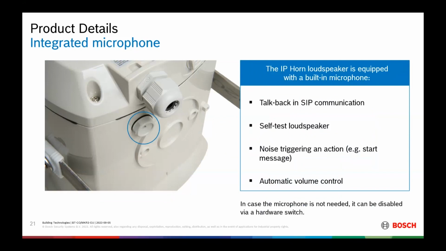The IP horn has a built-in microphone at the bottom of the loudspeaker. It can be used for SIP communication and for testing the loudspeaker. Noise detected by the microphone can be used to start an action like playing a message, and it can be used for automatic volume control like Martin described. If the microphone is not needed, it can also be disabled via a switch inside the loudspeaker.